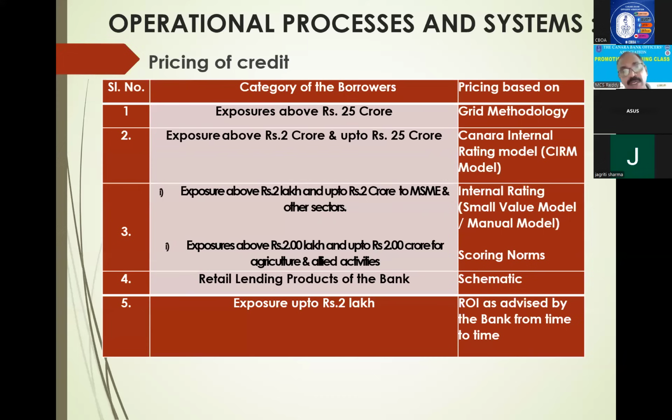Next, exposure above 2 lakhs up to 2 crores to MSME and other sectors. 2 lakhs to 2 crores, MSME, etc. It is our small value model or manual model. Because up to 20 lakhs it is small value. Beyond 20 lakhs, it is the manual model. Basing on that, we fix pricing. And exposure 2 lakhs to 2 crores for agriculture and allied activities. Here scoring norms. Because agriculture and allied we cannot do under small value, as there is no balance sheet. So here scoring norms have been given. Retail lending products are schematic. For each scheme, they will give separate rates. For exposures up to 2 lakhs, the rate of interest is as advised by the bank from time to time.